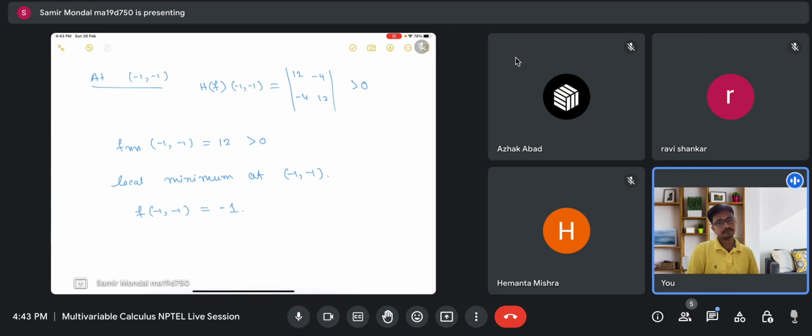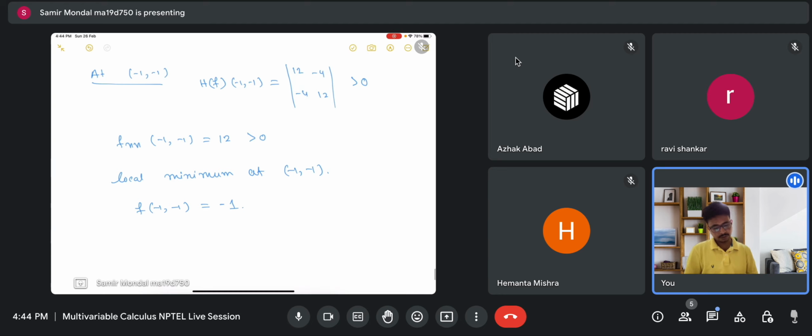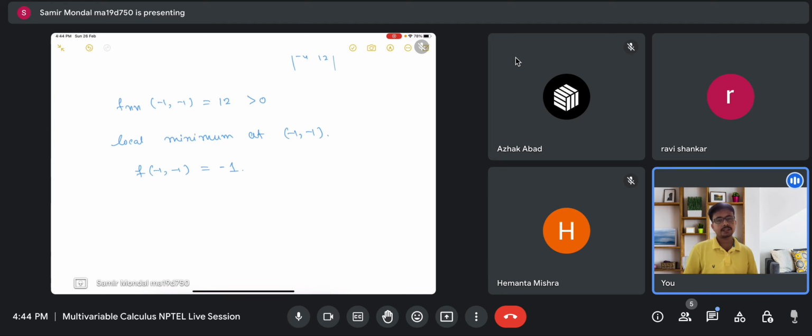Understood? Yes, sir. Correct, because for both cases we are getting minus 1. Now suppose one is minus 1 and one is minus 2, that time you can say that minus 2 is the absolute minimum. But both cases we are getting minus 1. So minus 1 is the absolute minimum, in both cases.